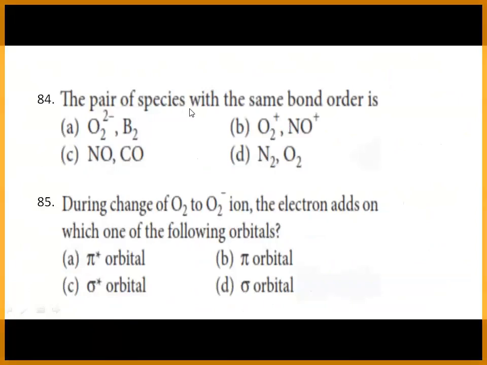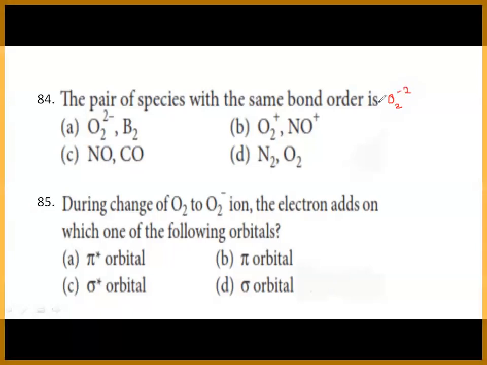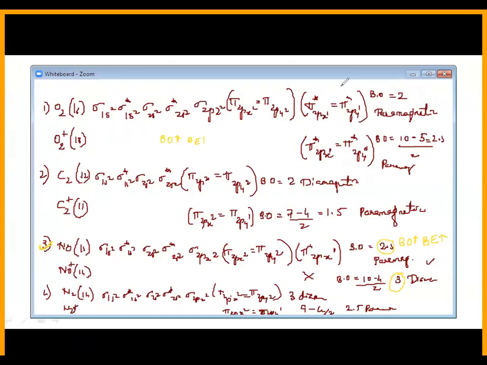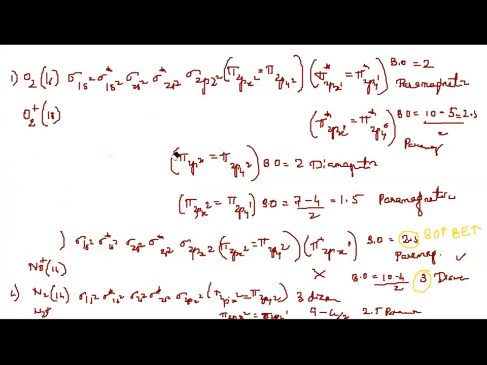Among the pairs of species, which species have the same bond order? Just now we have written so many. I will write here, O2 minus 2. We have not come across O2 minus 2 yet. Regarding oxygen, I'll give you all the bond orders. O2 is already there, so I will not clear my drawing.